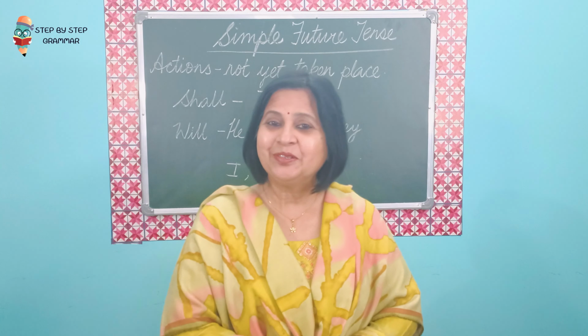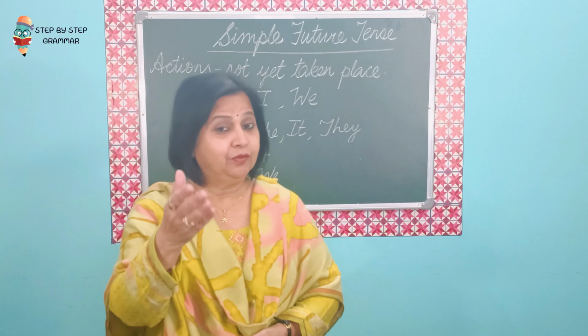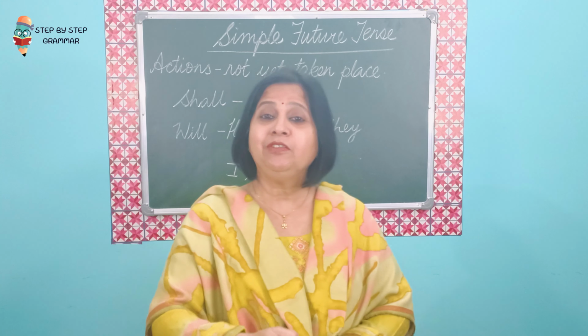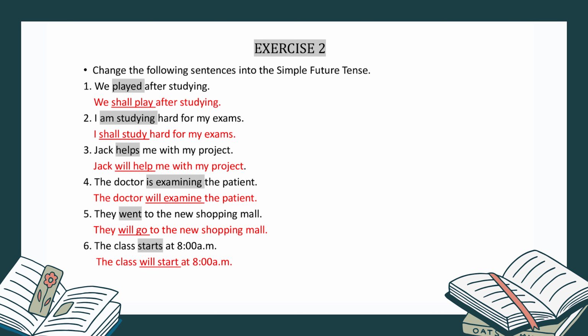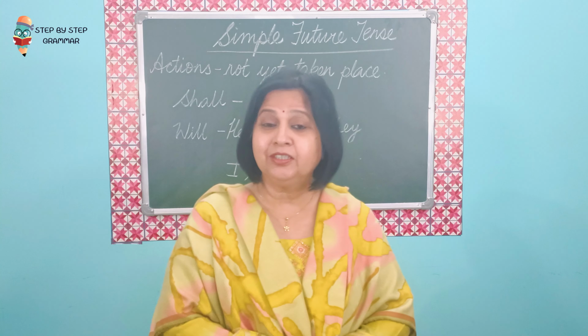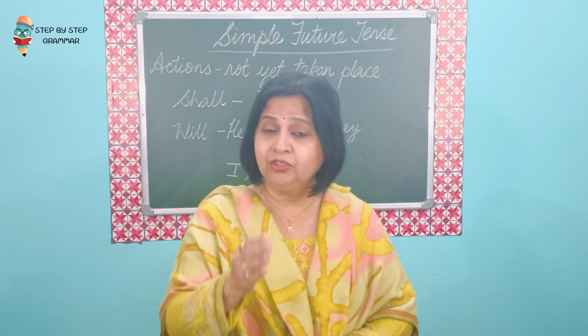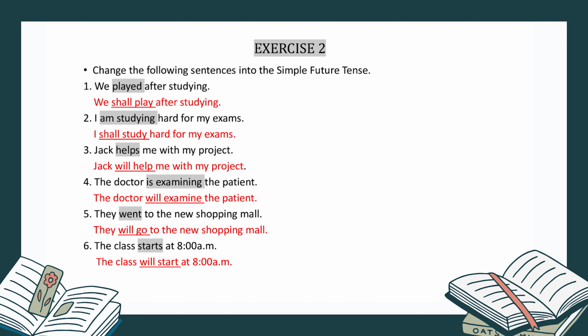Answer time. Let us look at the answers. The very first sentence, we played after studying. So you had to first of all identify the verb, and we've already discussed this. So this was played, that was in simple past. And when we change it into simple future, it became will play. Then am studying was the verb over there. Am studying is in present continuous. Studying is study plus ing. So the base verb is study. So you have shall study. Helps, simple present. Again, will help.